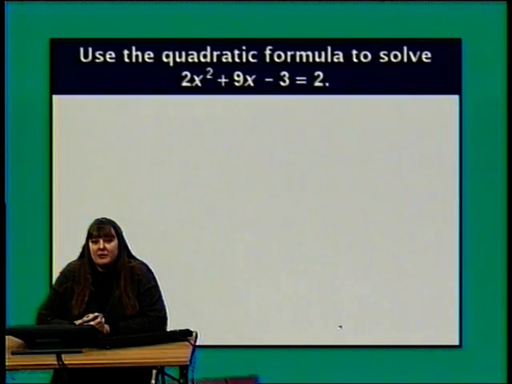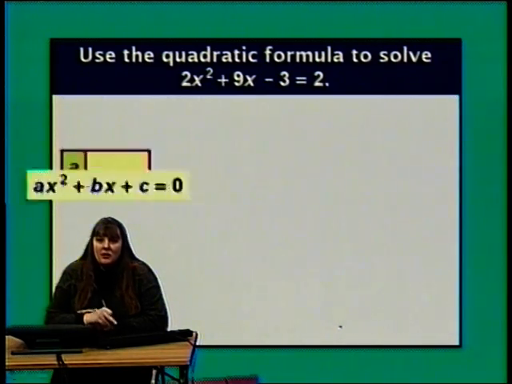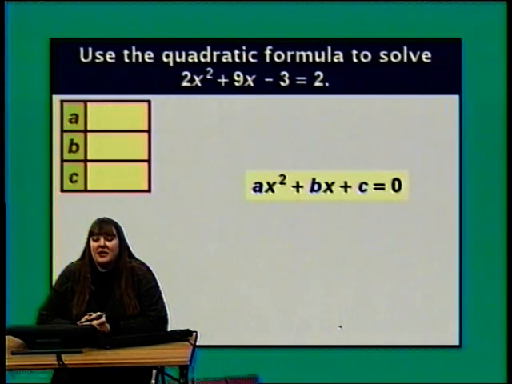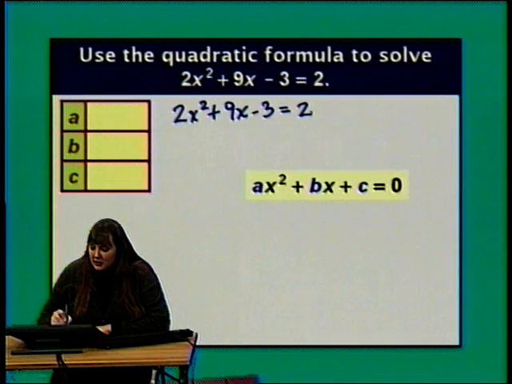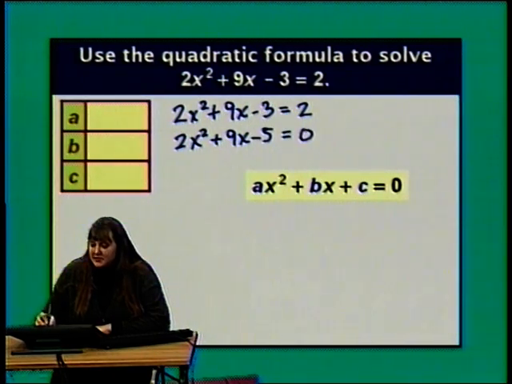Now let's use the quadratic formula to solve 2x squared plus 9x minus 3 equals 2. Well, the first thing I'm noticing here is that I don't have the form ax squared plus bx plus c equals 0. But it's going to be pretty easy to rewrite this equation so that one side of the equation is 0. All that I have to do is subtract 2 from both sides of the equation. Subtracting 2 from both sides gives me 2x squared plus 9x minus 5 equals 0.